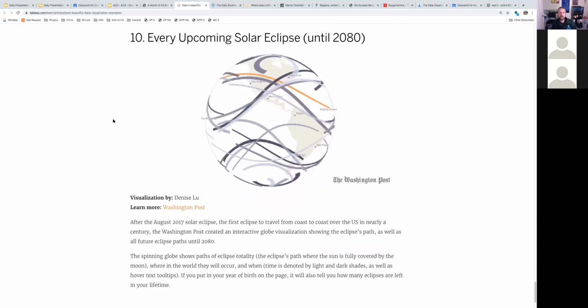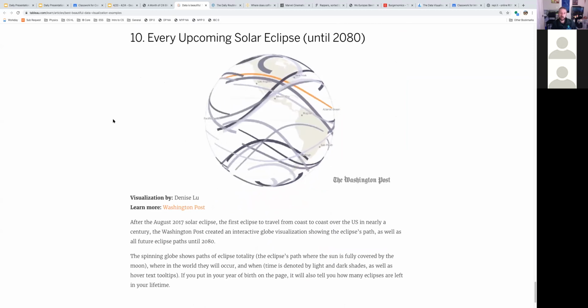And again, this is almost a 3D visualization because it's being superimposed on a globe. But this is showing where we will see solar eclipses until the year 2080. A really interesting way of visualizing where the solar eclipses are going to be. And, you know, if you're a travel agency, this is something that you want to pay a lot of attention to. Obviously, you want to slow it down so you can focus on it.